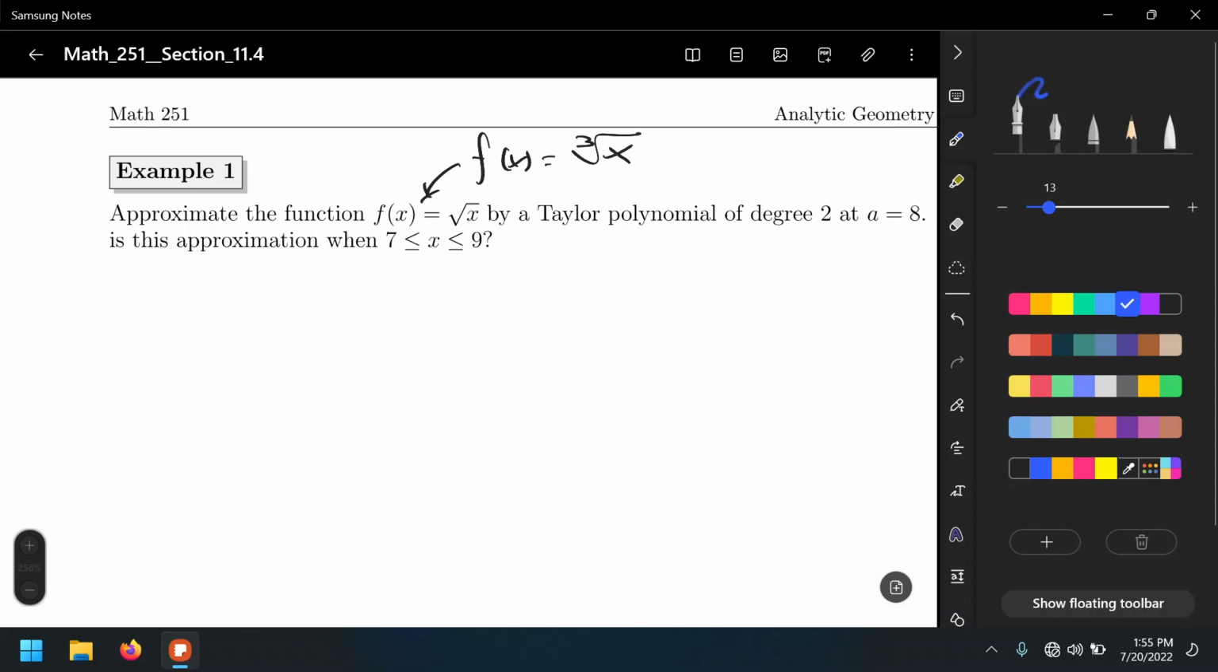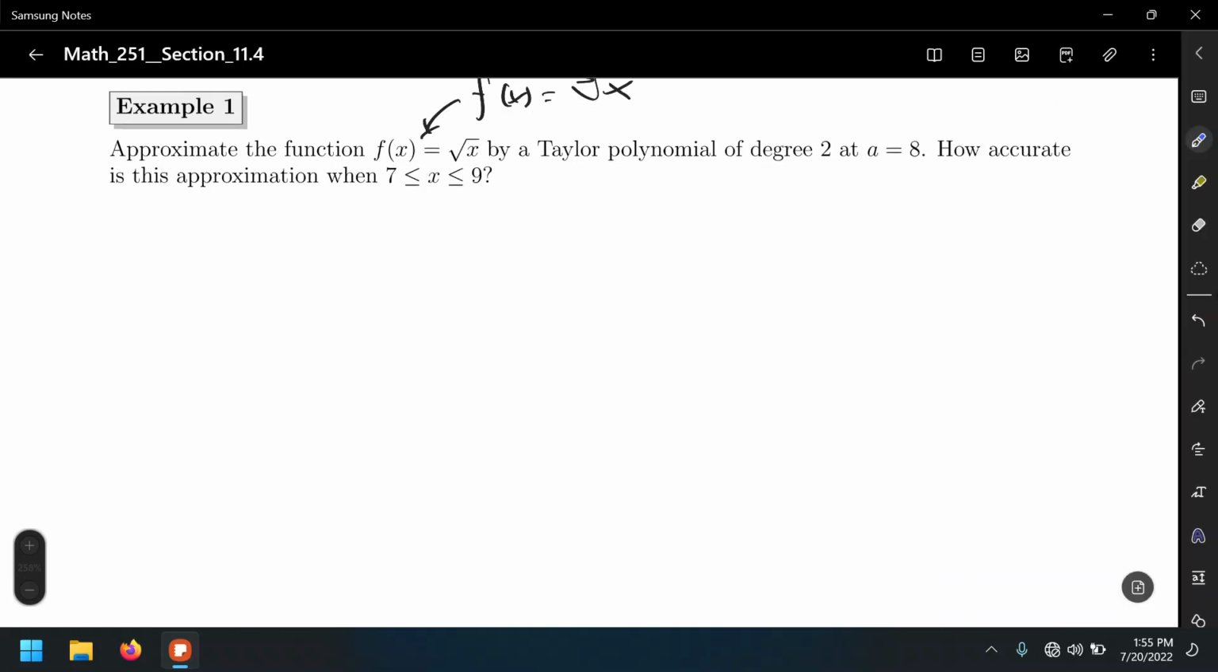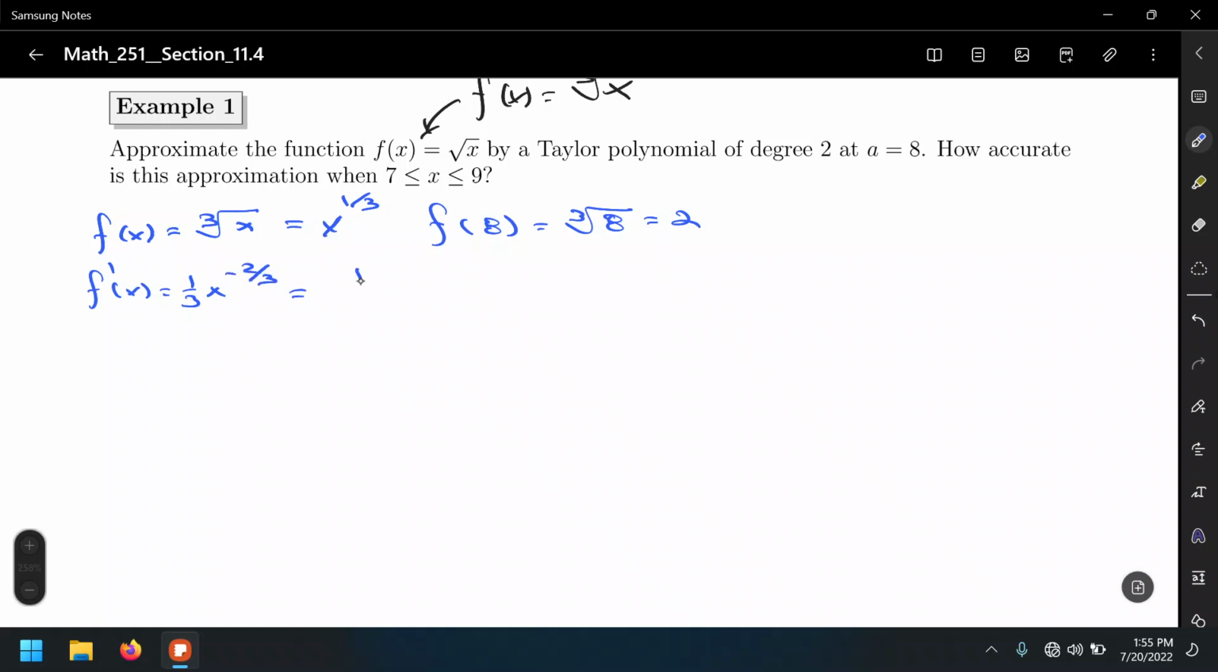So let's start by finding the series first. So f of x, that's the cube root of x, which will be x to the 1/3, all right? And f evaluated at 8, that's the cube root of 8, which equals 2. Let's take the derivative, and that's going to be 1/3 x to the -2/3 when we subtract 1. And this is the same as 1/3 x to the 2/3 in the denominator.